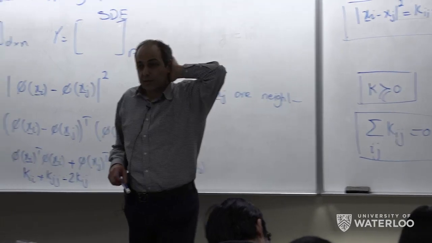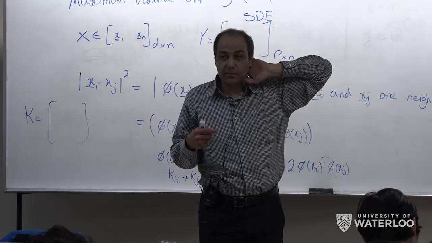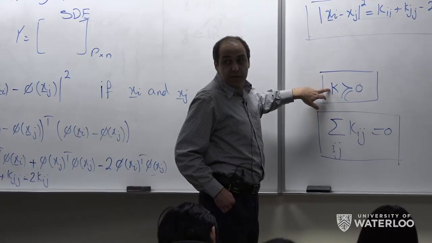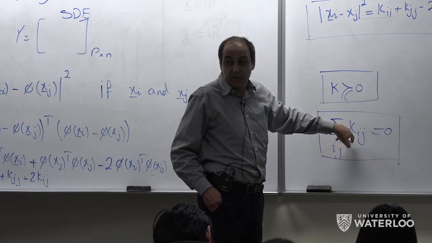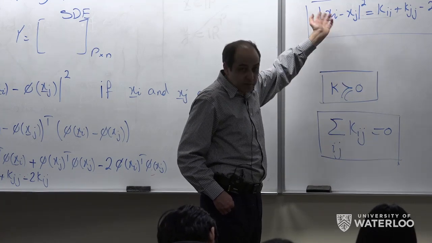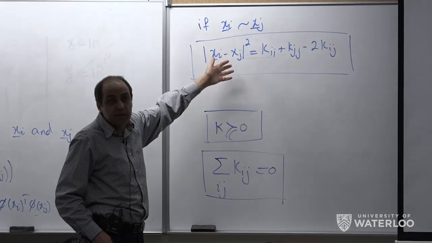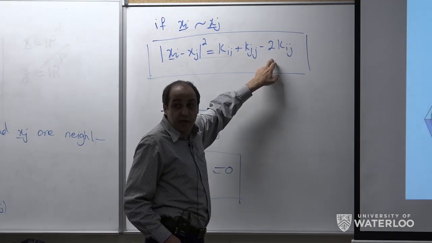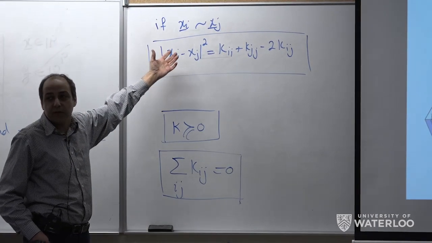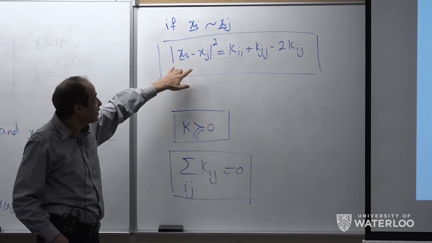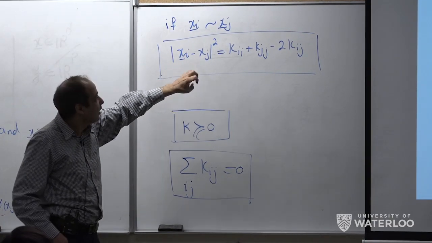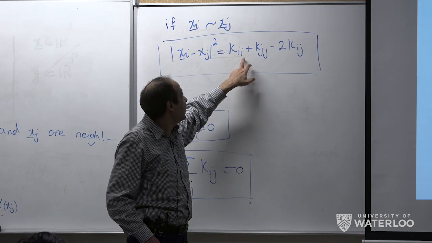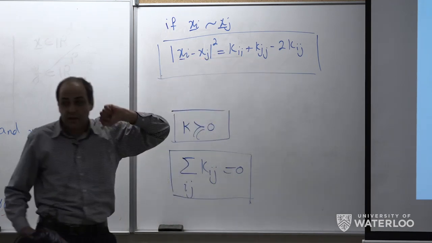Now I can form an optimization problem, search for a K such that this K is positive semidefinite. Summation of all elements of K is equal to 0. For 2 points that we decide these 2 points are neighbors, Kii plus kjj minus 2kij is equal to some known value because I have xi and xj. I can compute this value on the left, and I can put this constraint on the value of elements of K. Kii plus kjj minus 2kij is equal to this.